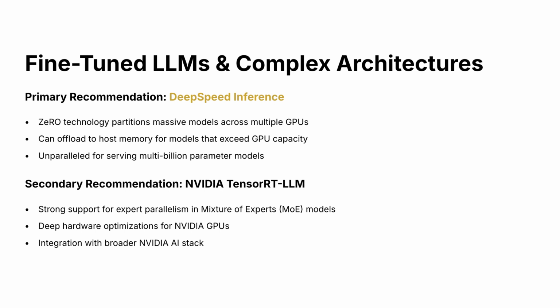The secondary recommendation is NVIDIA TensorRT-LLM, which excels in cases where you are using a mixture of experts model or other hardware-optimized architecture. It supports expert parallelism and is also deeply tuned for NVIDIA GPUs, making it a strong choice if your model architecture is complex but still GPU constrained. So if you are working with a fine-tuned or extremely large model, DeepSpeed is an ideal case. If you are leveraging NVIDIA-optimized architecture, TensorRT-LLM offers the speed and efficiency.